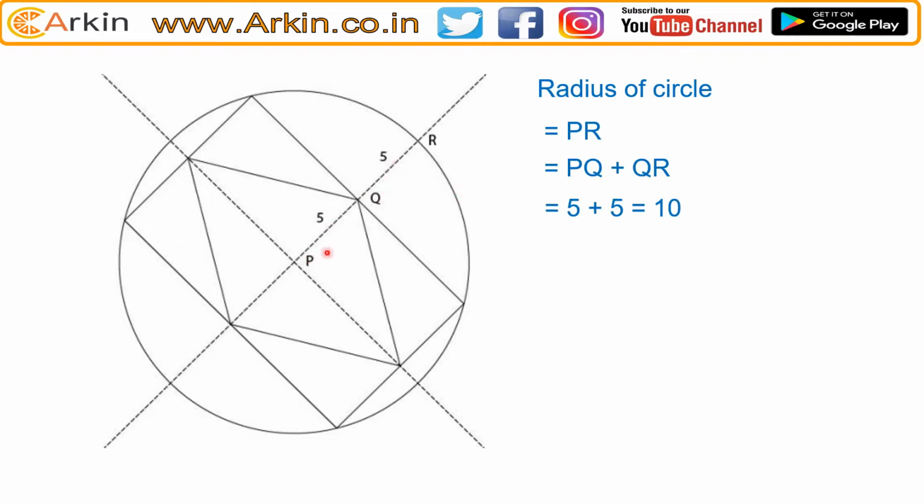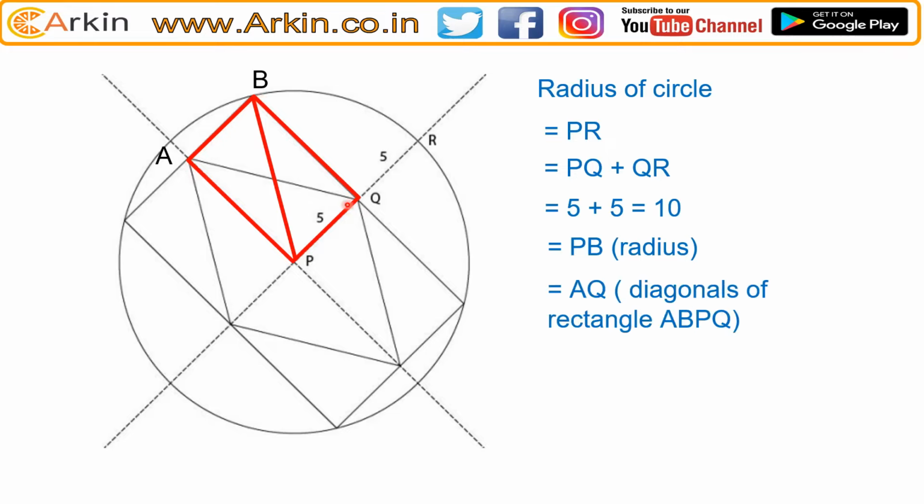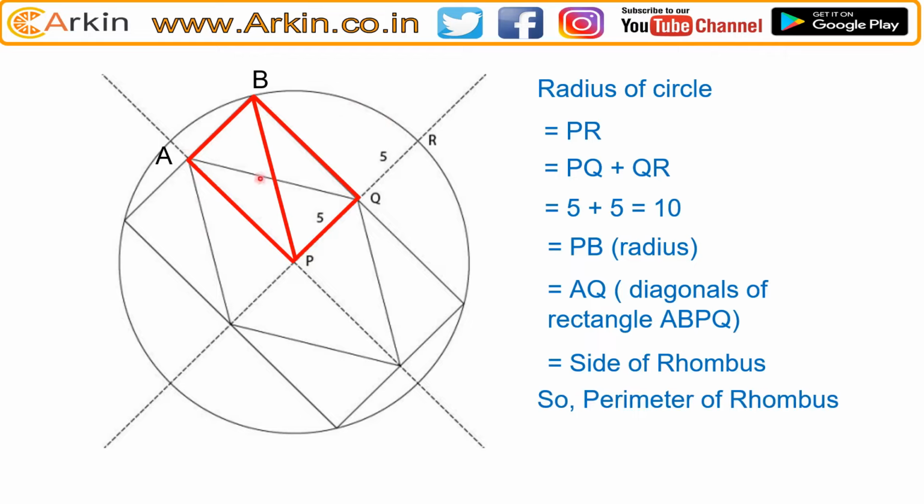Now this is also a radius, BP, if we call it B. So PB is also a radius, and that should be equal to 10, because we already established the radius of this circle is 10. So PB should also be 10. Now if we talk about this rectangle, PB is a diagonal, AQ is also a diagonal, so both should be equal. So AQ should be equal to PB, and AQ is the side of the rhombus, and AQ is equal to 10 because it is equal to the radius of this circle. So the perimeter of this rhombus will be 4 into 10, that is 40 units.